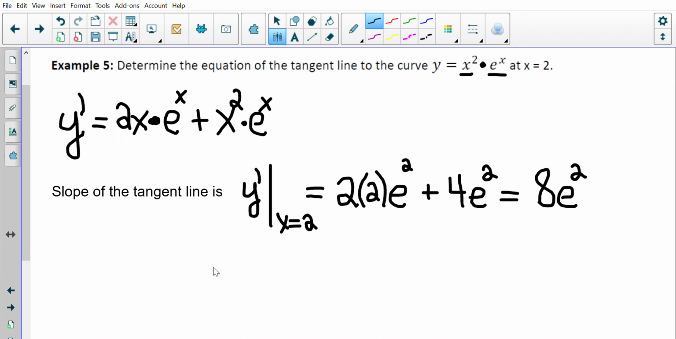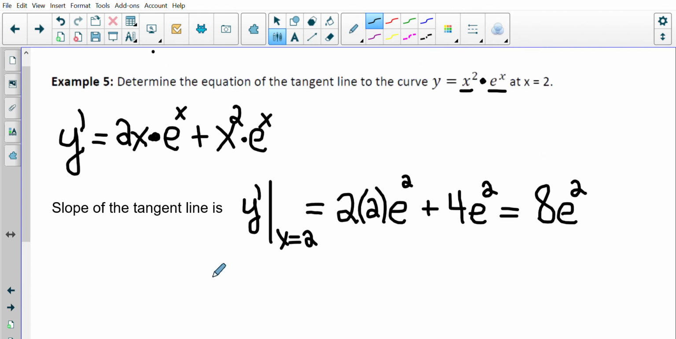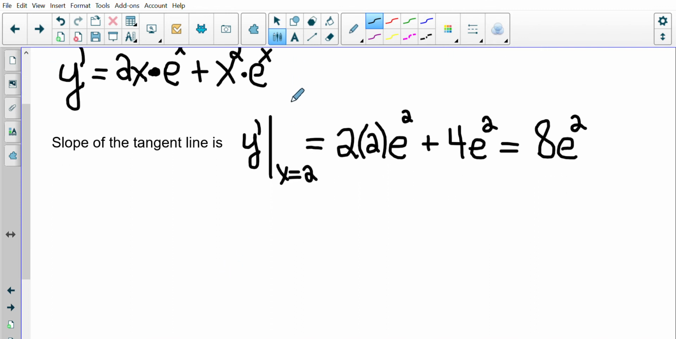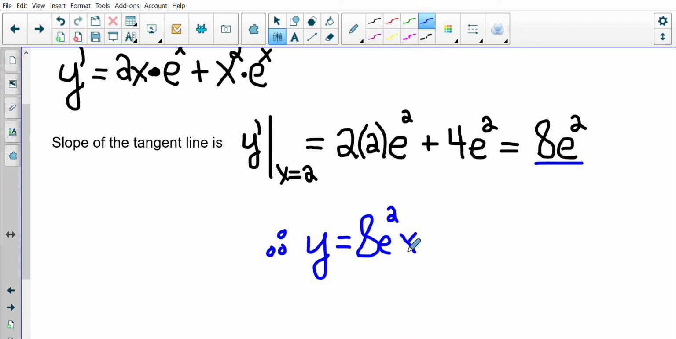All right, so now we want to find the equation of our tangent line. And so right now, what we have so far, again, our equation of our tangent line is going to be in the form y equals mx plus b. And so right now we have y equals our m, our slope of our tangent line. I'm just going to leave that number. I'm not going to figure out e squared. Just leave it as that. So our slope is 8e squared times x plus b, where b again is our y-intercept.